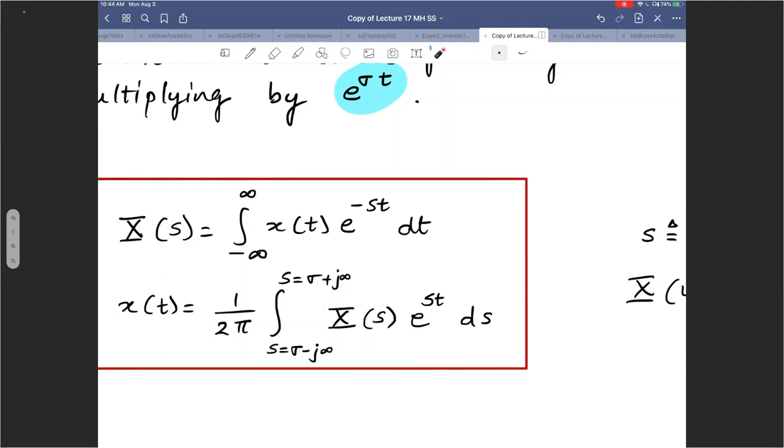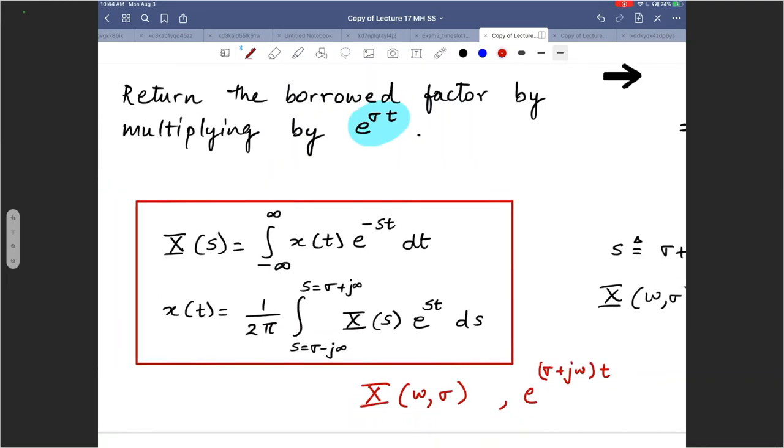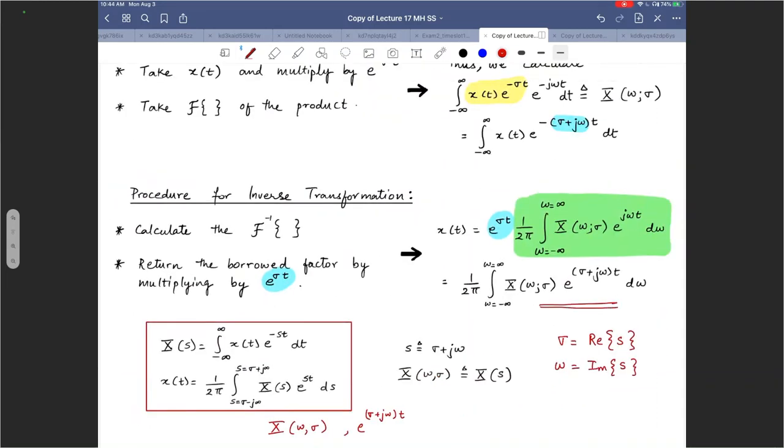Inside the integral, what do you have? You have the Laplace transform X of s, which in other words we wrote as cap X of omega comma sigma, and e to the st, which is what? E to the sigma plus j omega t. So all of those are being used from the earlier step over here. So in the boxed results, we have how do you find the two-sided Laplace transform of a signal given the time domain information, and how do you find the inverse Laplace transform given X of s.